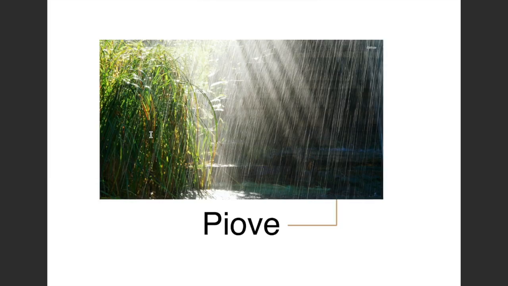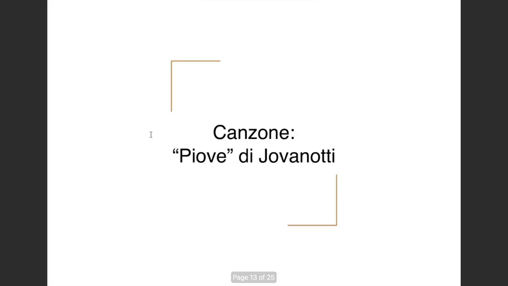And at this point, I get to piove, which means it's raining. And this is a kind of strange word in Italian because piove, the word itself, means it is raining. Three words in English. So to kind of drive home the point of how this word works, I'm going to have the students listen to a song called Piove by the Italian singer Jovanotti.